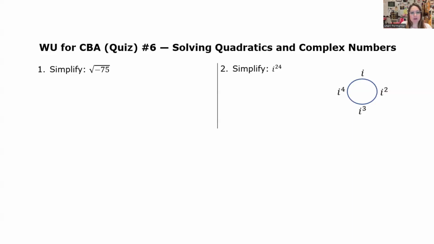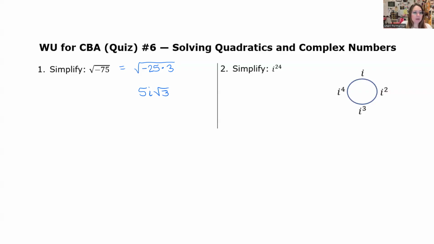So has anybody figured it out? 25. So I've got to keep the negative. 25 times 3 makes 75. Ignore the negative for a second. What's the square root of 25? 5. So since it's -25, I have to say 5i, and then I'm left with the square root of 3.